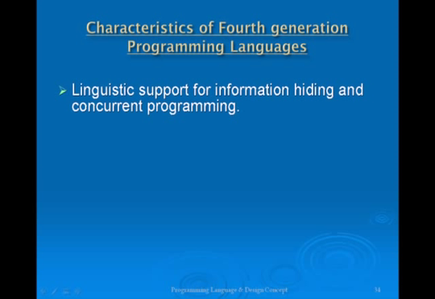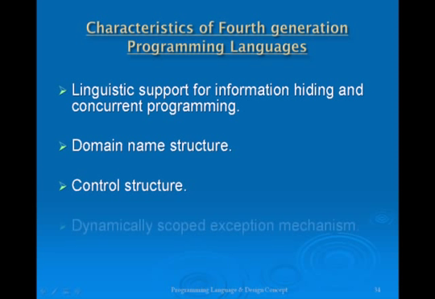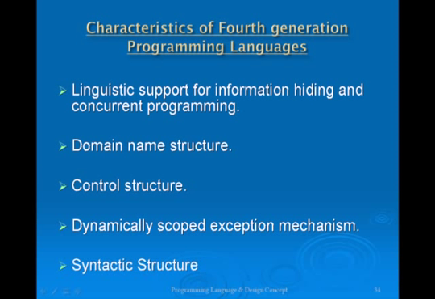Characteristics of fourth generation programming languages. Linguistic support for information hiding and concurrent programming. Name structure. Control structure. Dynamically scoped exception mechanism. Syntactic structure. In these respects, the fourth generation languages provide important new facilities such as linguistic support for information hiding and concurrent programming. We consider in turn each of the structural domains.